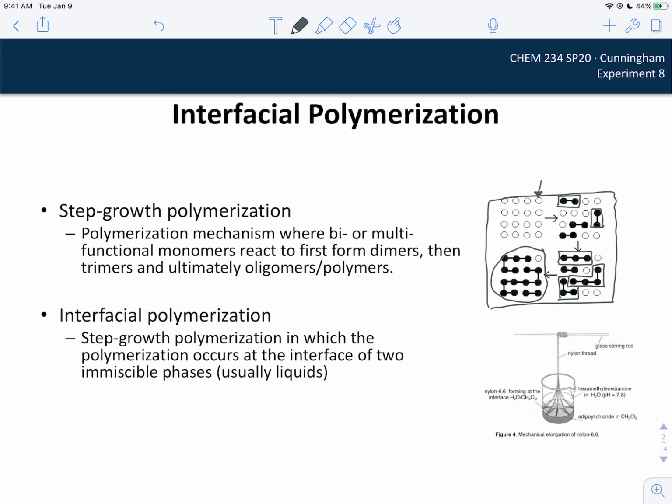A few examples of materials that can be formed by interfacial polymerization are ultra-thin films, along with nanocapsules and nanofibers. These are important materials that have become very important in the chemical community as of late.